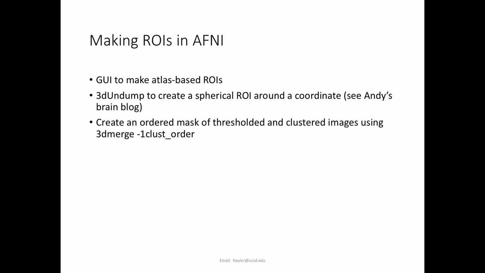And then he goes through how you can use the program 3dUndump to create a spherical ROI around a coordinate. You can see how that works, or look at the help file for 3dUndump. But if you have a coordinate, you also have to know the orientation of your data set, like whether it's RAI or LPI, etc., in order to get it to work correctly. But you can create a nice spherical ROI and then look at it in AFNI and make sure that it's in the right spot.